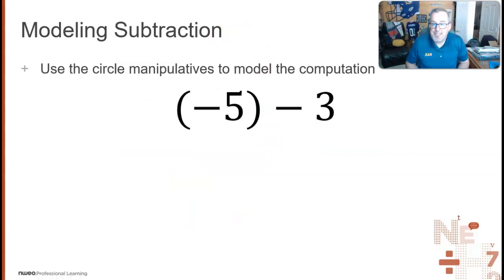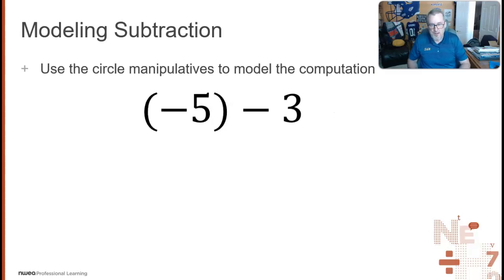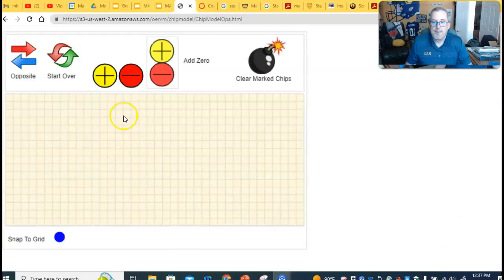-5 minus 3. -5, so 5 reds, minus, take away, 3 yellows. How do you remove 3 yellows when all you have is 5 reds? Will you give it a shot, please? You can go to your virtual manipulatives and try it and then come back and see what I have. Did you give it a go?